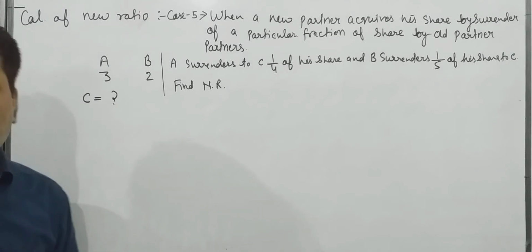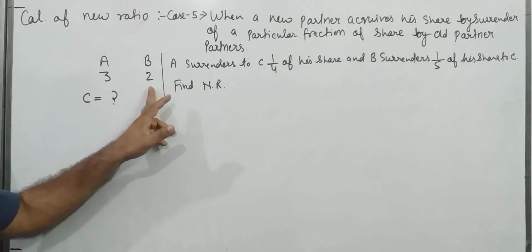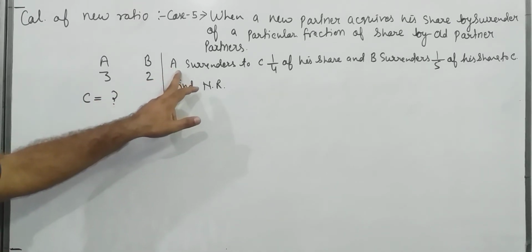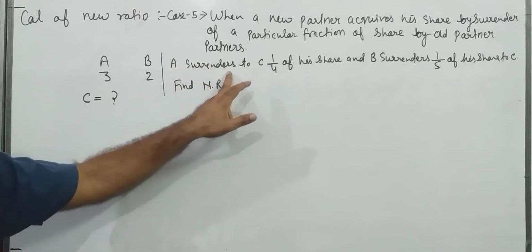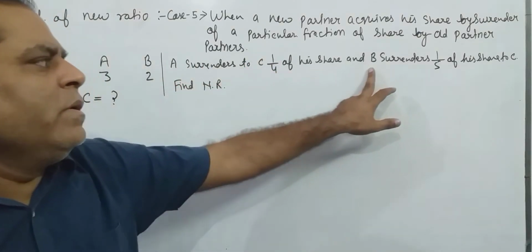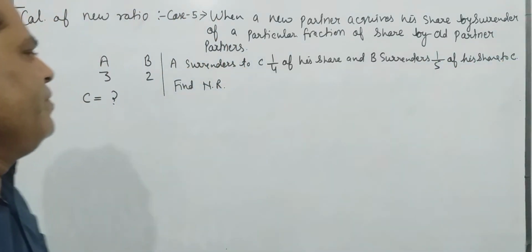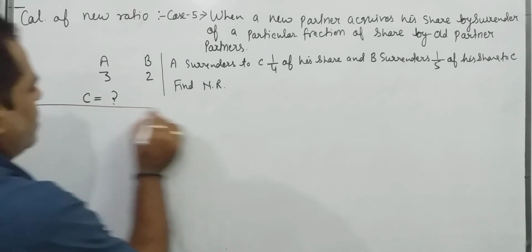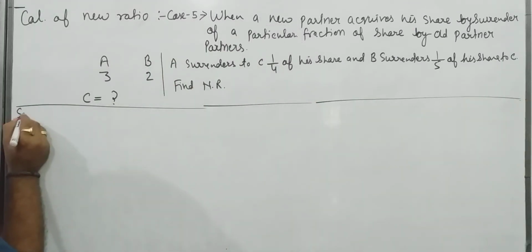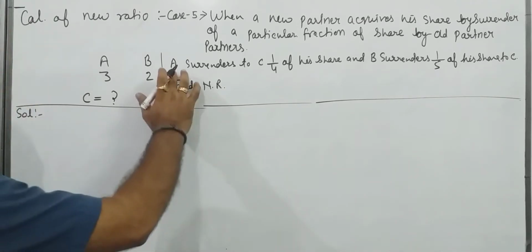I have given one example. A and B are partners. What is the share of C? It is not given. How much A is sacrificing? A surrenders to C 1/4 of his share, and B surrenders 1/5 of his share to C. Find new ratio. This is my question. Now I am going to solve the question. See solution. First of all, you have to determine how much A is sacrificing to C.